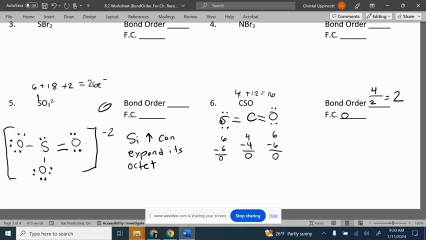So we have reduced octet. What's the only element that we deal with a reduced octet with? Boron. Boron's happy with 6. So that's reduced. And then silicon and above, they can all expand because they can go into that D level.